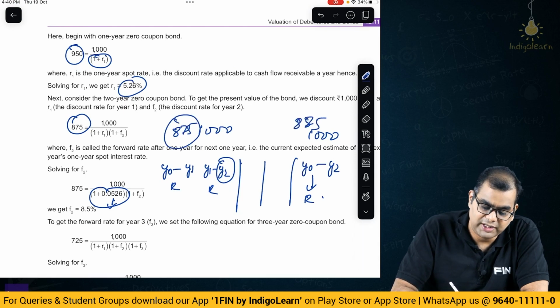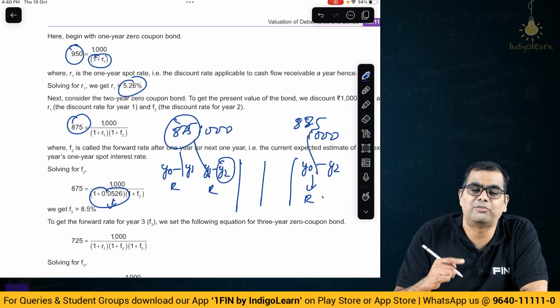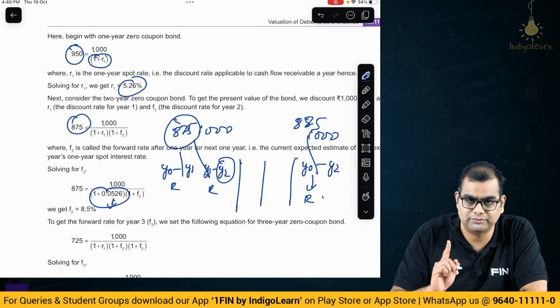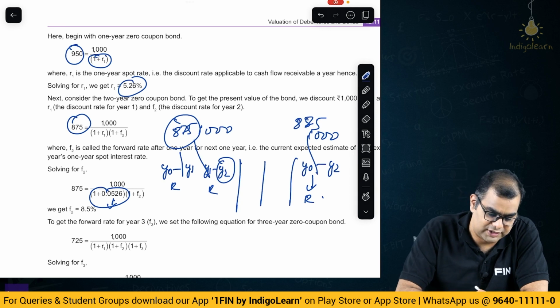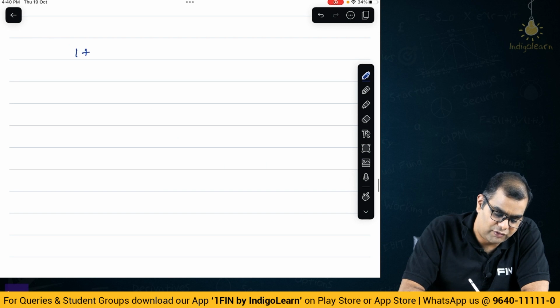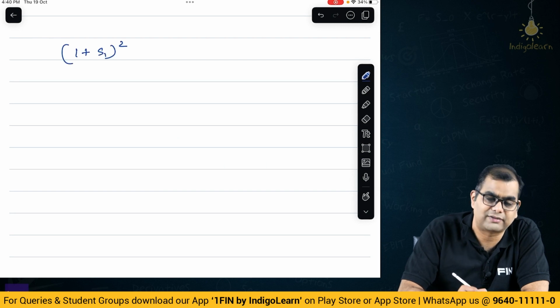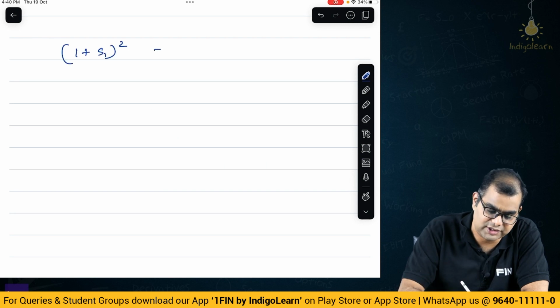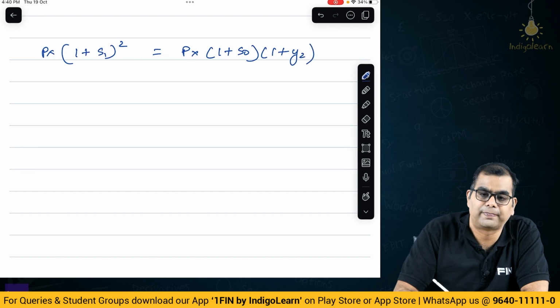But here you are multiplying with two different rates, you are multiplying with the same rate compounded 2 times. So, I will further explain this in an even simpler manner. You have (1 + S1) whole square, which is the same rate applicable for both years. Principal, or current value, into this is the same as current value into (1 + S0), that is the first year's rate, plus (1 + some other number called Y2).